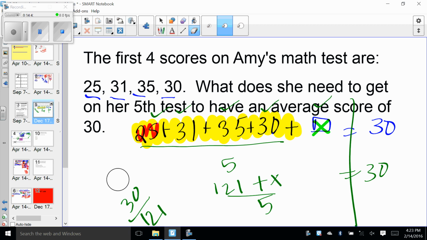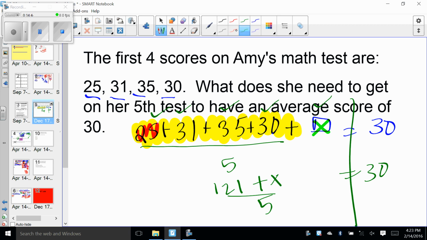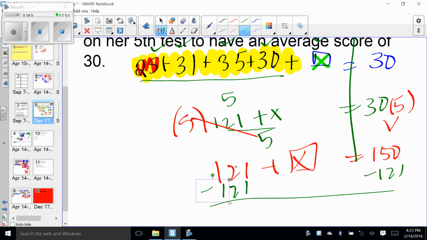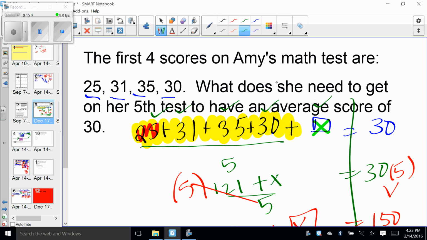Okay, so our job is to kill that denominator, solving for the variable x. We're going to multiply nice and high by 5, copy, paste. On the left-hand side, then, we have 121 plus x equals 150. Hand method kicks in. We're going to subtract 121, copy, paste. So we end up with x equals 29. She's going to need to get a 29 on that last test to get the average that she needs. 29 is her unknown score. Great.